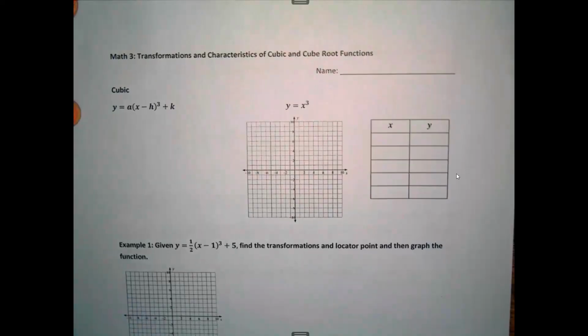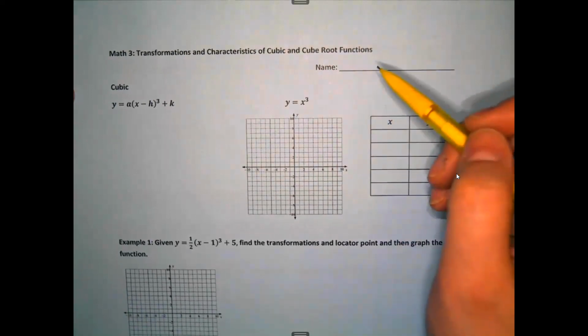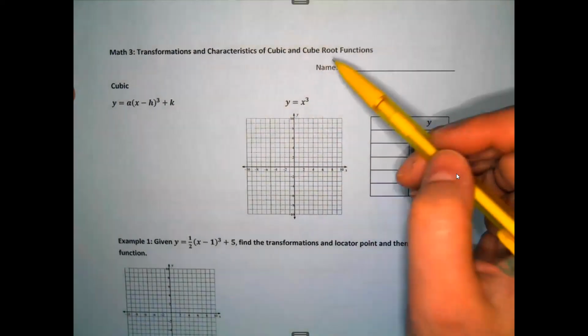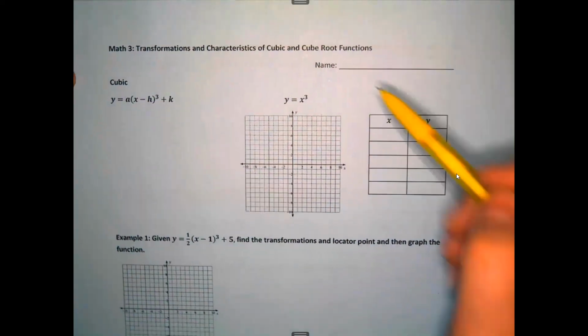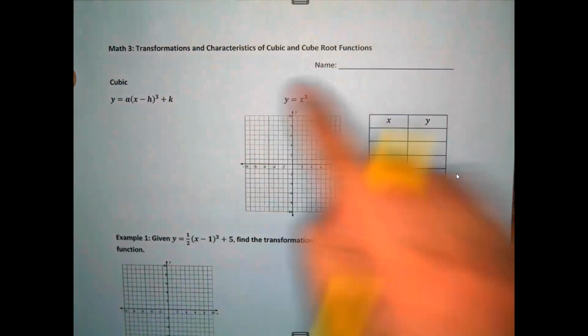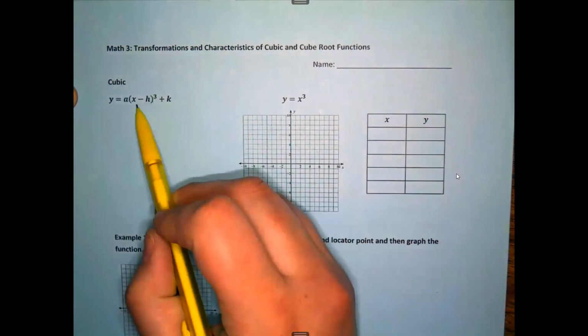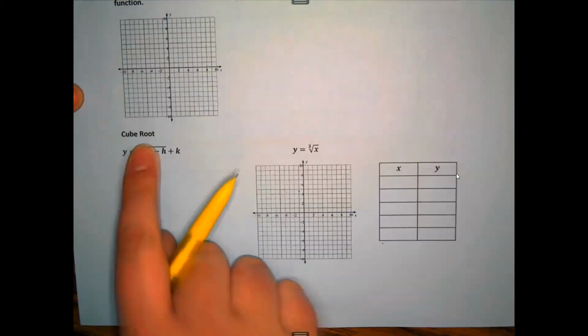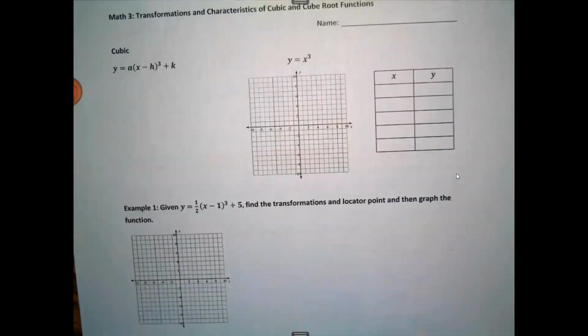All right. So this video is about the next type of function that we're going to be studying and graphing and analyzing. And that's actually two different graphs, and we're going to look at cubic functions, x to the third power, and cube root functions, which is y equals the cube root of x.